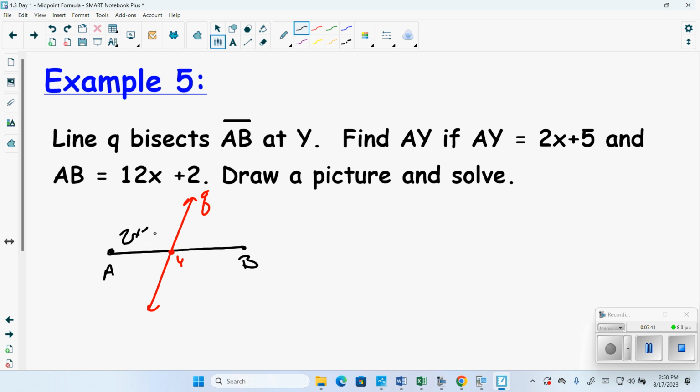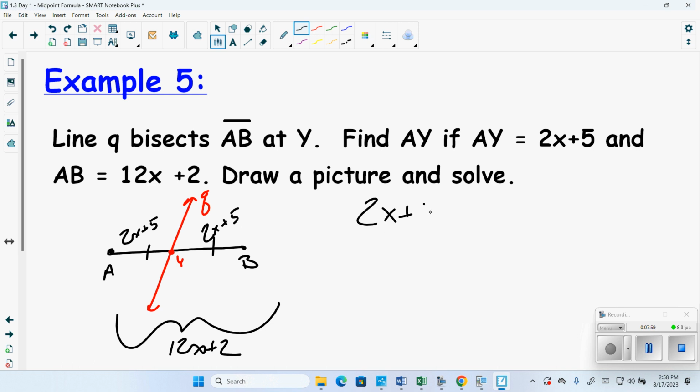AY is 2x plus 5. AB, so the whole thing is 12x plus 2. Well, that gets us into an interesting conversation. I know that AY and YB are the same, so that means this side must also equal 2x plus 5. Once I know that, I can set up an equation. 2x plus 5 plus 2x plus 5. So the two segments must add up to the whole thing.